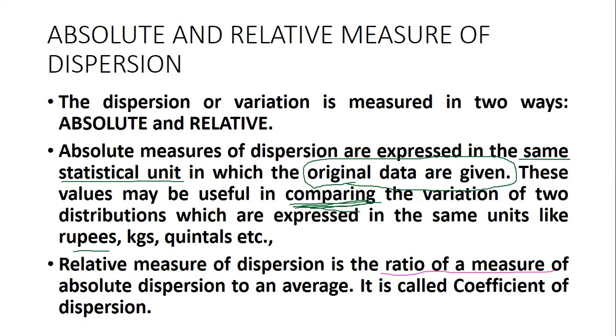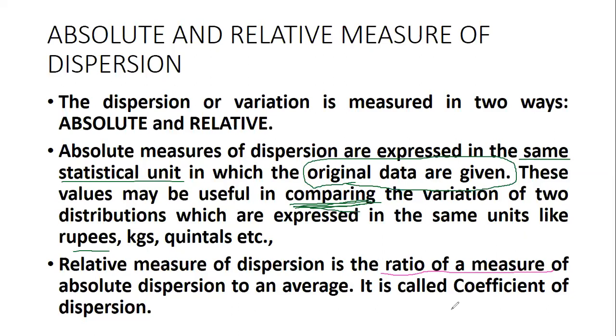You don't give the proper or exact information. You give it in the form of a ratio or percentage. It is the ratio of the measure of absolute dispersion to an average. This relative measure of dispersion is called the coefficient of dispersion.